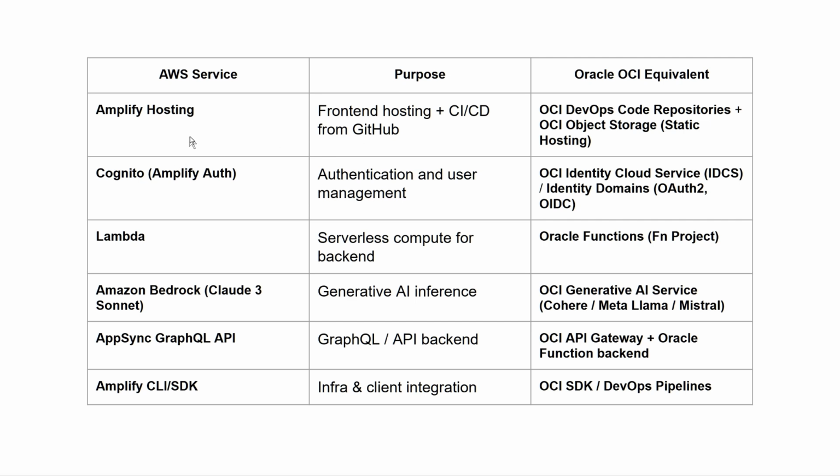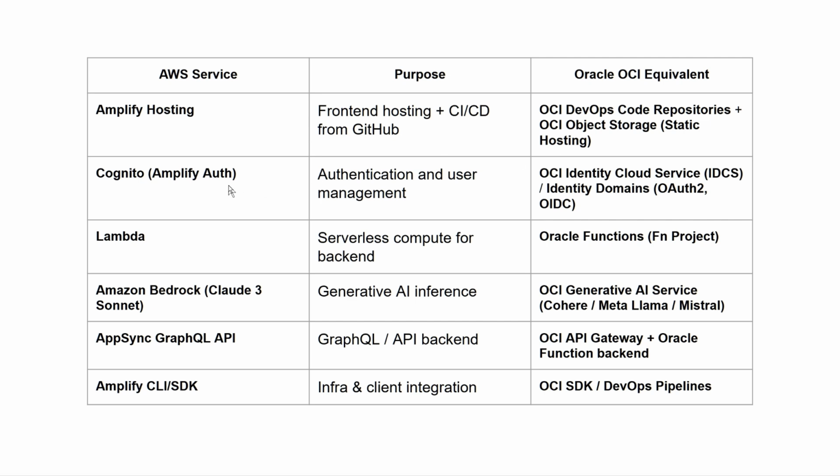AWS Amplify simplifies front-end hosting and continuous deployment from GitHub. In OCI, we achieve the same thing with the OCI DevOps code repository and Object Storage static website hosting. So together they provide version control, CI/CD, and global CDN for static React apps.